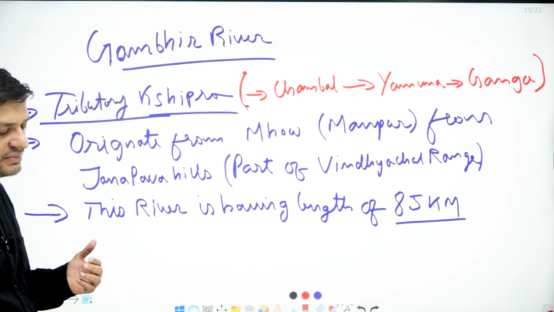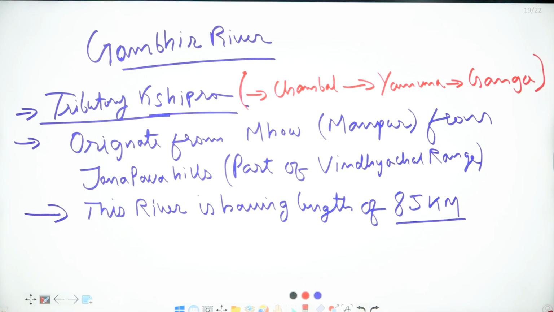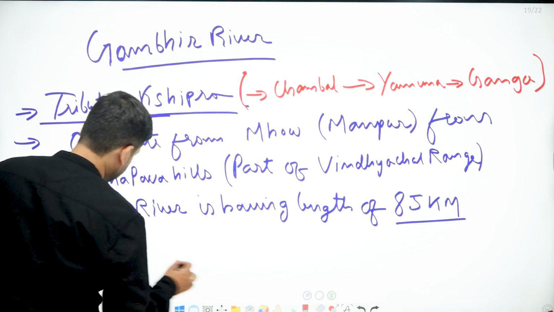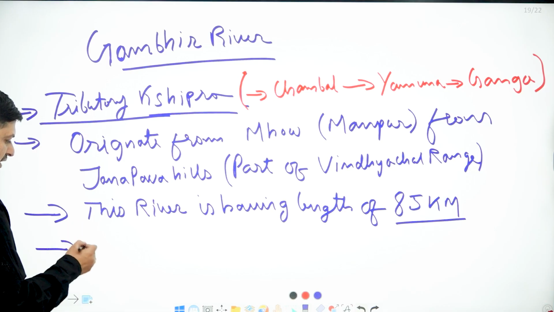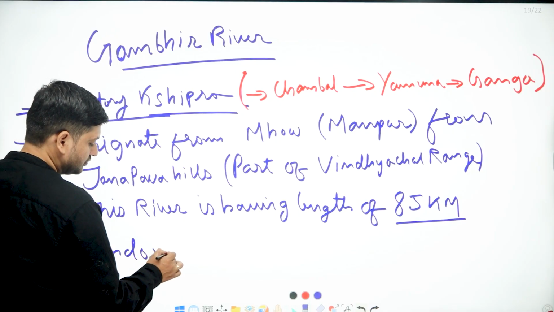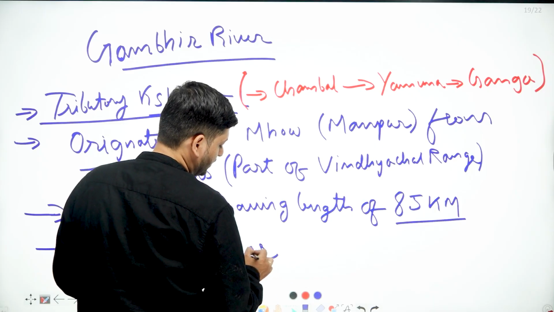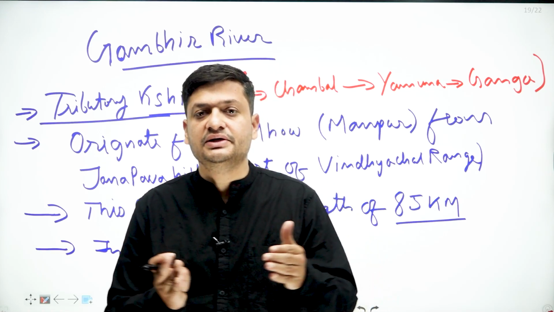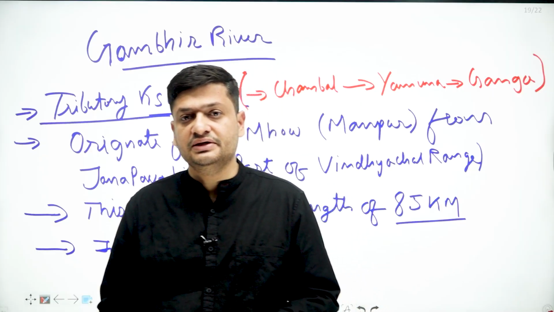The districts which were covered by this river: the major districts covered by this river are the districts of Indore and Dhar. It used to enter in the parts of Dhar district. Then it again enters in Indore district.